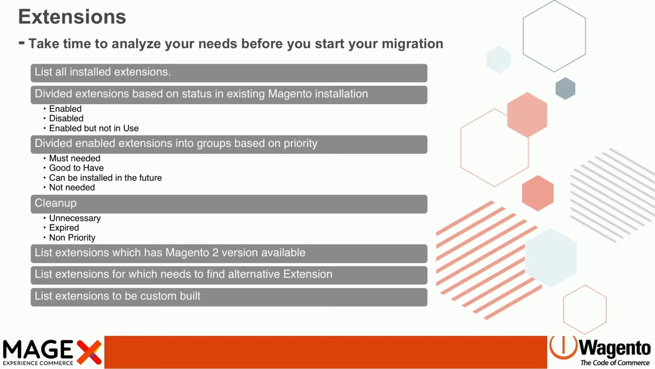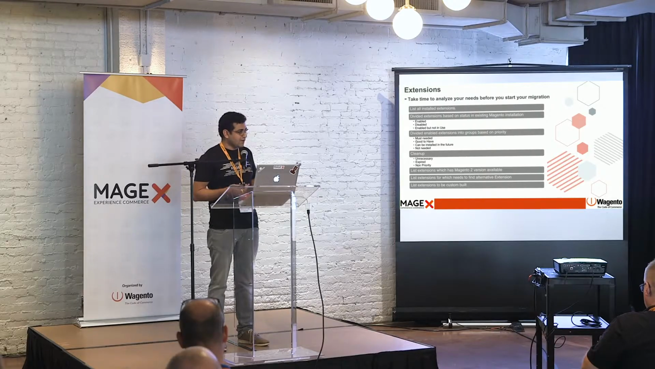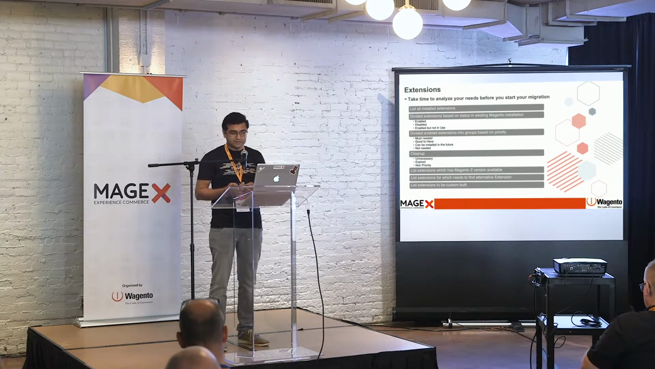Take time to analyze your needs, which are your needs for the Magento 2 store. So first of all, start with your Magento 1 and list out all the third-party extensions you have in your Magento 1. And then divide these extensions into three categories: enabled, disabled, enabled but not in use. Those are extra load in your Magento 1 store. So this is the correct time where you can do an analysis and divide into the different categories.